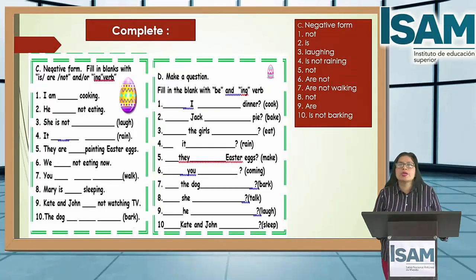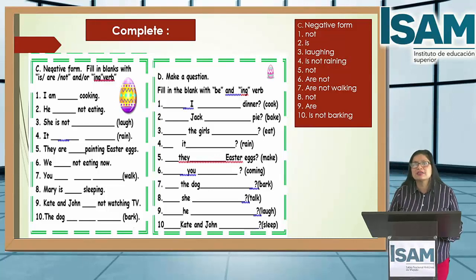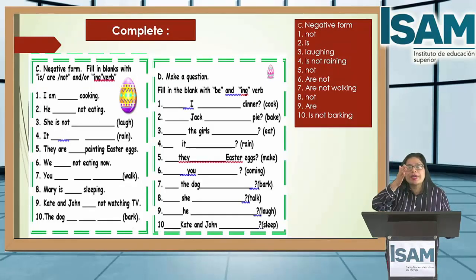Number 1, you use am. Yeah? Am I? Am I what? Am I cooking dinner? Yes or no? Okay. In this activity, student, you have to add a verb to be and ing verb. Okay? Now you can check.